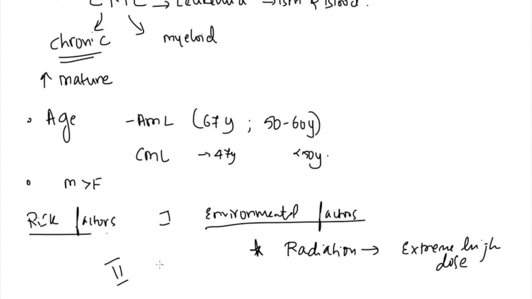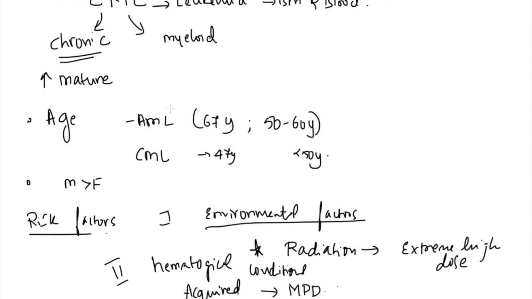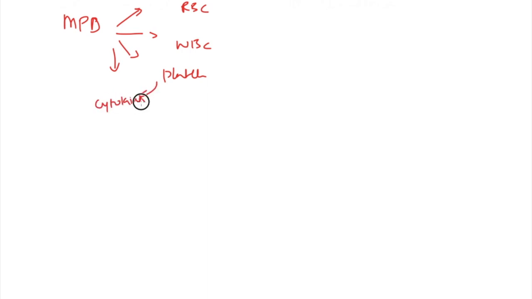Okay, the second factor we studied there was the hematological conditions, correct? We studied them under the headings of acquired and congenital hematological conditions. The only thing that you need to remember here is acquired hematological conditions, that is myeloproliferative disorders. MPS was made quite clear in the last lecture, myeloproliferative disorders or syndrome. We said there are four diseases, right? One related to your RBCs, one related to WBCs, one related to platelets. The other one was due to the cytokine effect, cytokines released by platelets.